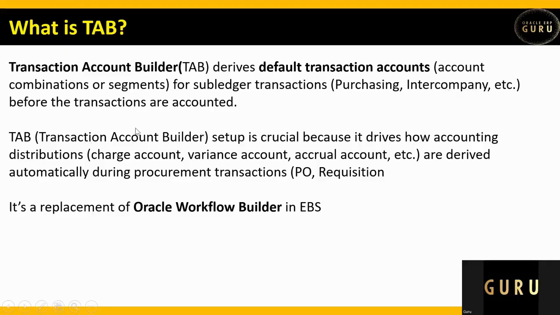This particular setup, with respect to the procurement area, ultimately derives three different accounts: charge account, variance account, and accrual account. These are the accounts which are derived during the procurement transactions. When you create a PO or requisition, these accounts will get generated. So in EBS, everyone knows how Oracle Workflow Builder runs, right? It derives the account. It replaces that in Oracle Fusion.